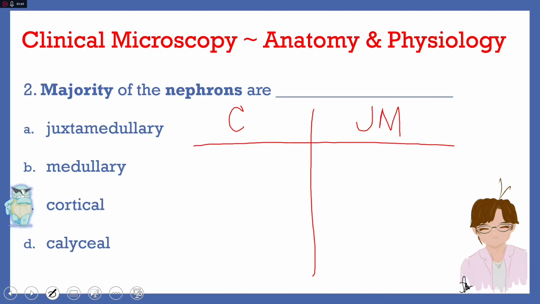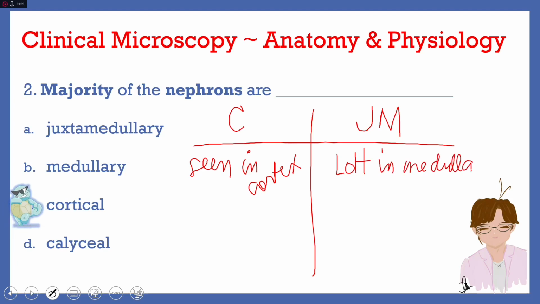Number 1, when we say cortical nephrons, they are seen in the cortex alone. When we say juxtamedullary, we have the loops of Henle of these nephrons extending deep into the medulla. So it will have parts that are found in the cortex, but their loops of Henle are so long that they have extended deep into the medulla.